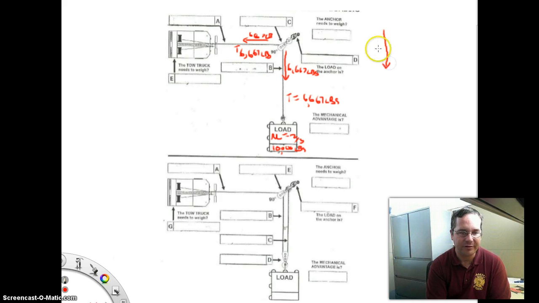So we have a vertical vector that is 6,667, and then we need to be head to tail, which means that I'm going to slide this vector here so that its head is touching the tail of the vertical vector. And again, this is 6,667 pounds.